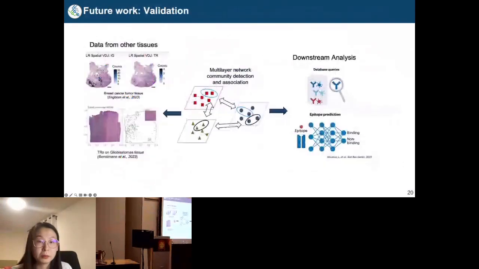For the next step, it will be interesting to validate what these clones are. So we will do downstream analysis, including epitope prediction, querying the TCR and BCR databases, and HLA matching between the predicted epitopes and the patients. In addition, we are applying the framework on another spatial VDJ dataset from breast cancer and spatial TCR data from Benotmane's protocols to see the applicability.